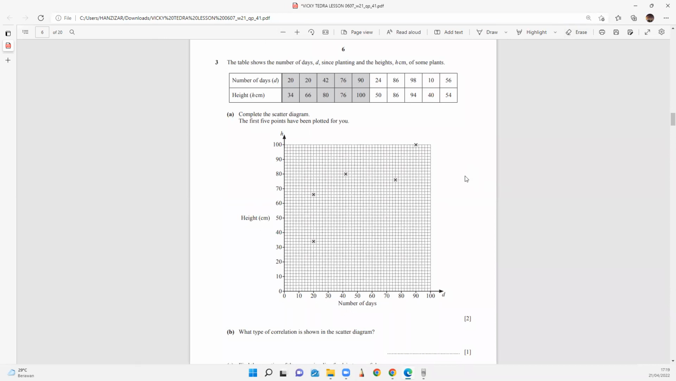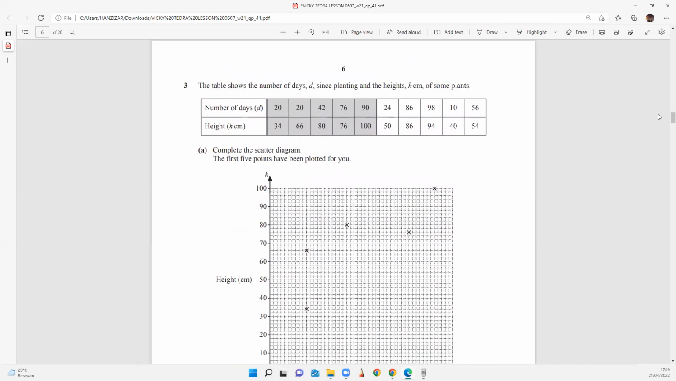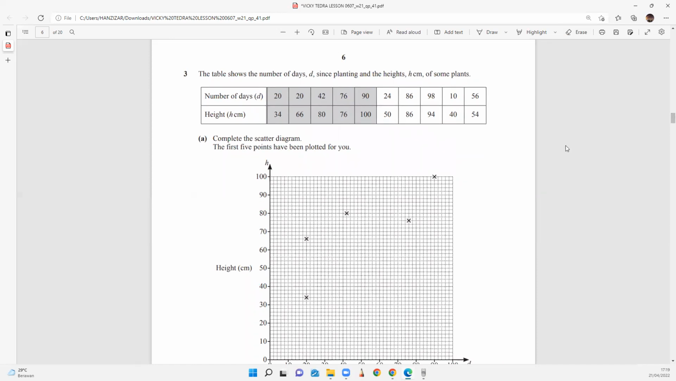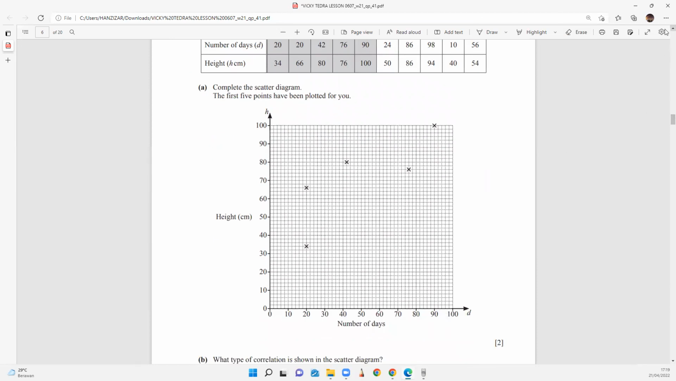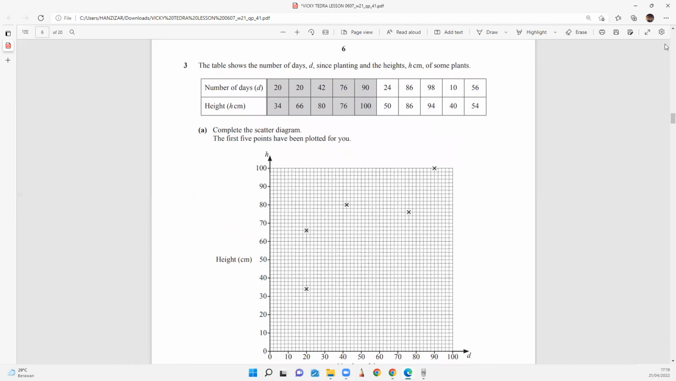So number 3 is very, very simple. Just plot the points that haven't been drawn. Okay, 20, 34 is done. Oh, it's already done. The first 5 points have been plotted. And 24 and 50. So 24 is located about here, and 50. Okay, you have to put it on the right. And for x, make it the same. Okay, and then 86, okay, it's here.